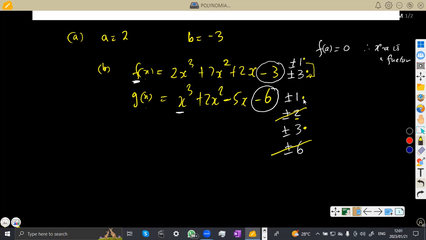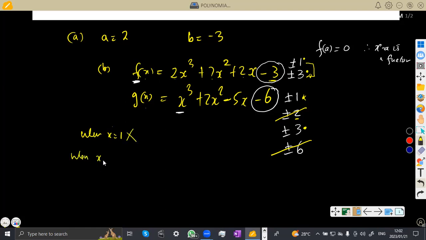So let's try. You can just try and substitute 1. When x is equal to 1, let's see. If you substitute 1, by just looking, it is 2 plus 7, which is 9. 9 plus 2, which is 11. 11 minus 3 cannot give us a 0, which means 1 is actually out.